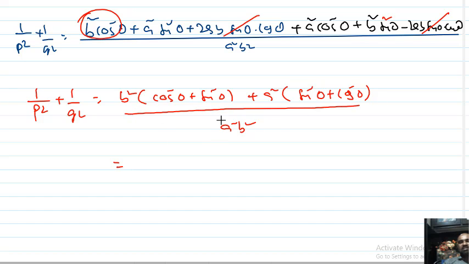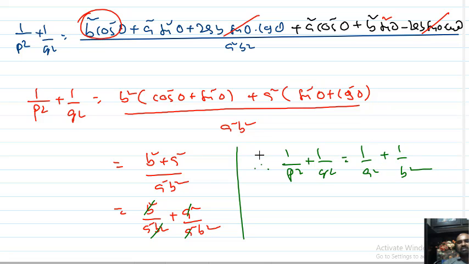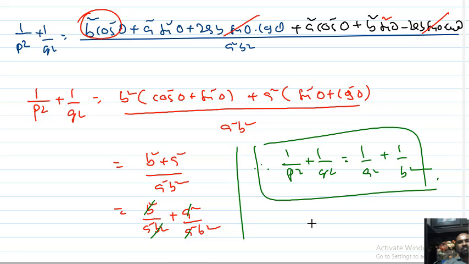So that is sin square theta plus cos square theta, 1, irrespective of theta. So b square plus a square by a square b square. Or otherwise I can say b square by a square b square plus a square by a square b square. What happened here? Here b square, here a square get cancelled. Finally what I got, 1 by p square plus 1 by q square is equal to 1 by a square plus 1 by b square, hence proved. This only you want. I took the RHS, I got the LHS.